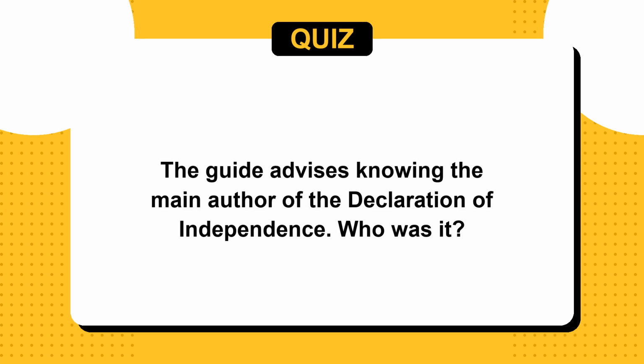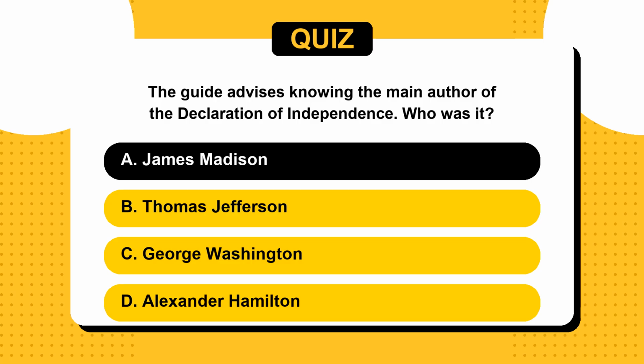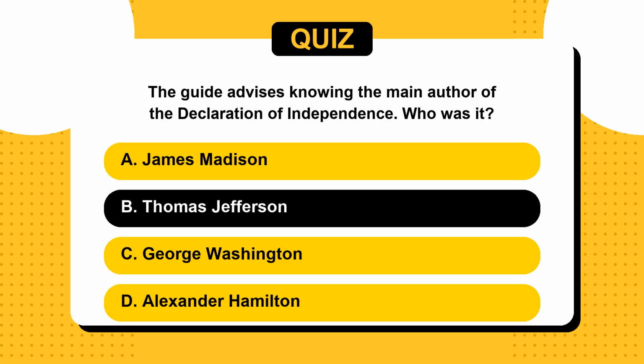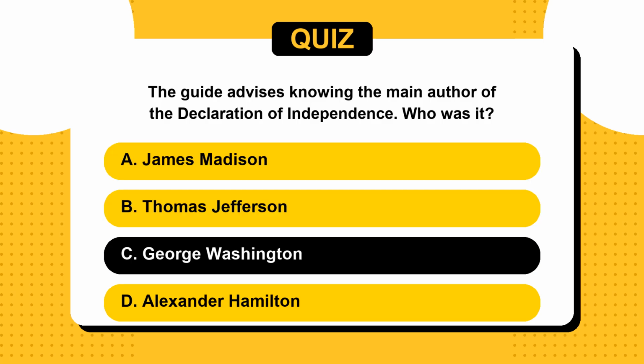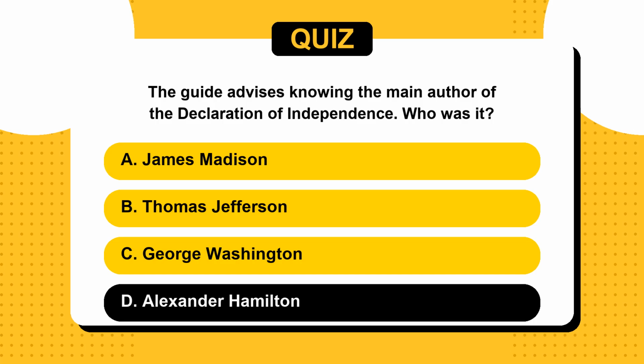Next question. The guide advises knowing the main author of the Declaration of Independence. Who was it? Is it A, James Madison? Or B, Thomas Jefferson? C, George Washington? Or D, Alexander Hamilton?